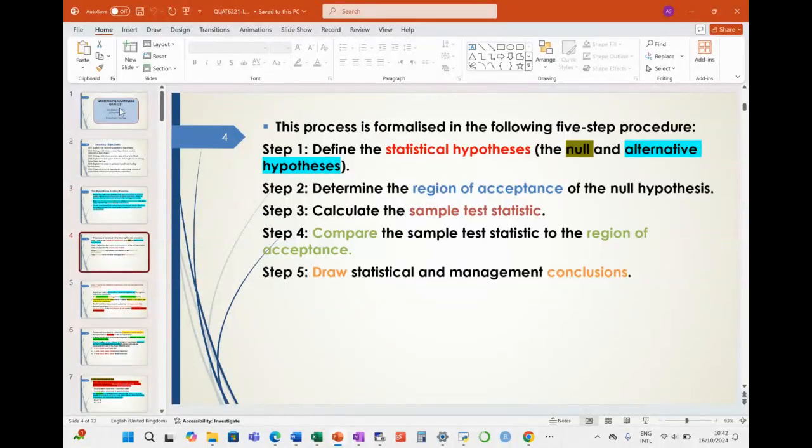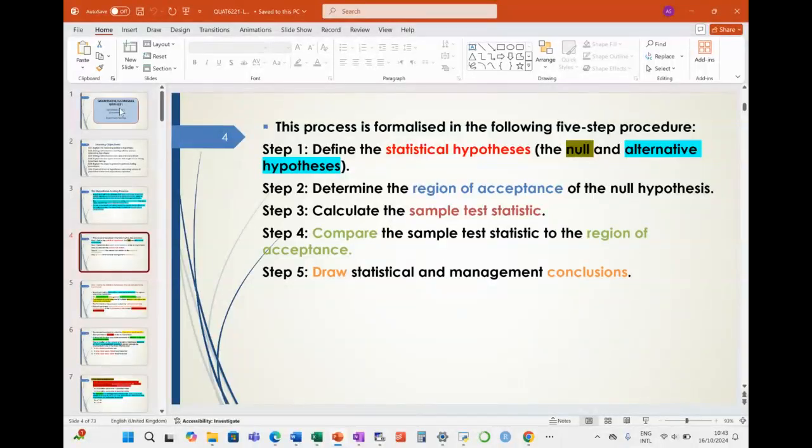Let's go on. So this is what we are focused on in this learning unit, these 5 steps. First thing that we do is define the statistical hypothesis. So we read the situation, then we say, okay, what assumption can we make based off of this situation? Then we determine the region of acceptance. When do we accept our assumption? When do we reject our assumption? Then calculate the sample test statistic. This is now where we conduct the experiment.